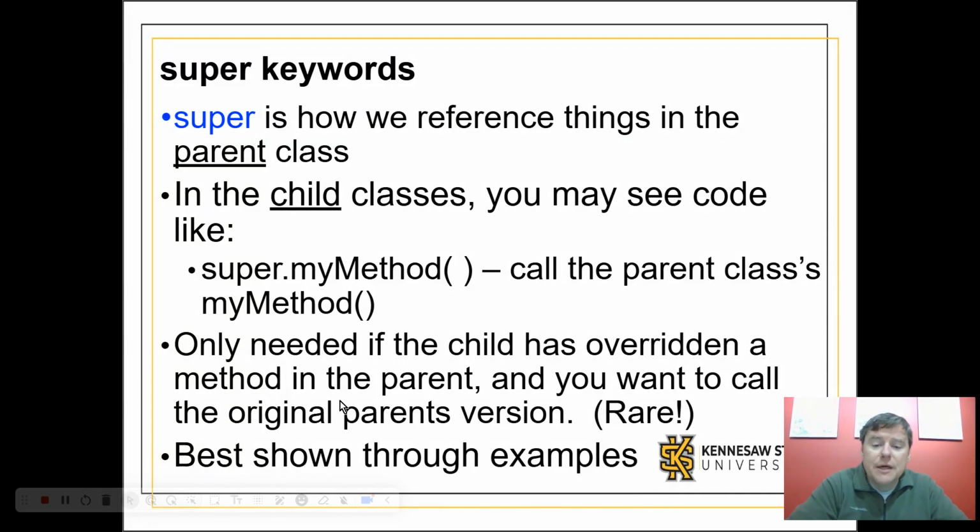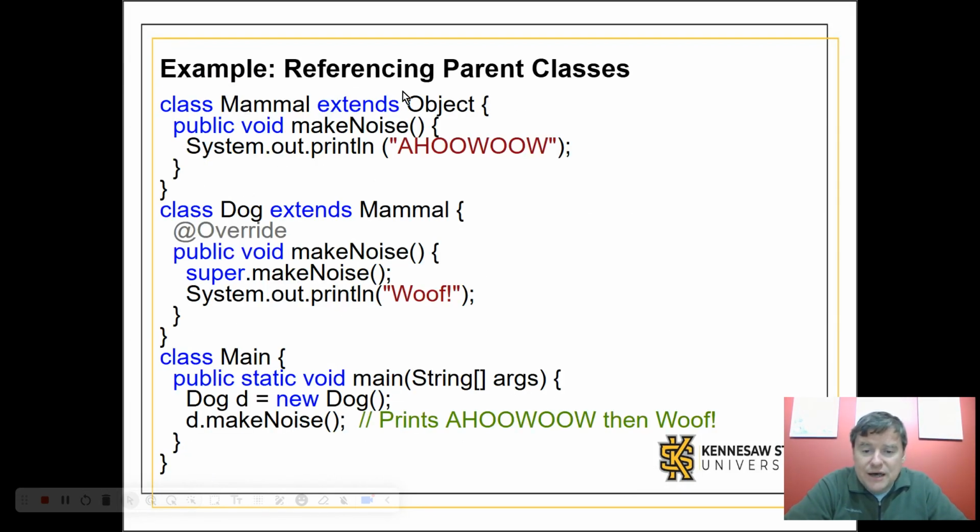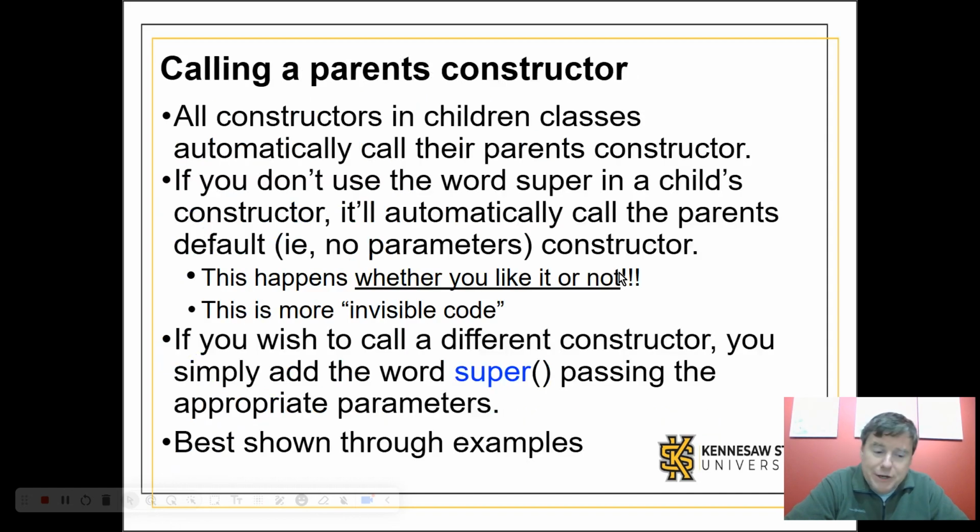So here we go. We have make noise. The parent says, "Ow." The dog overrides that and adds in a woof, but before that, it does super make noise, so you're going to print out "ow" and then woof, which makes no sense either. It's right up there with the cat giving birth every time it talks. I'm not sure what's happening.